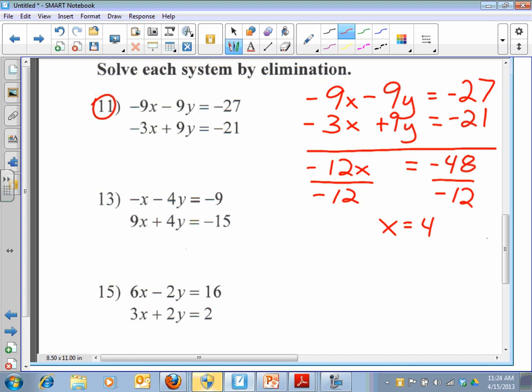So I found my x-coordinate. My x-coordinate is a positive 4, so remember I need that ordered pair. And so I just said x is a positive 4. Now I need to solve for y. And so I must pick one of my original equations.